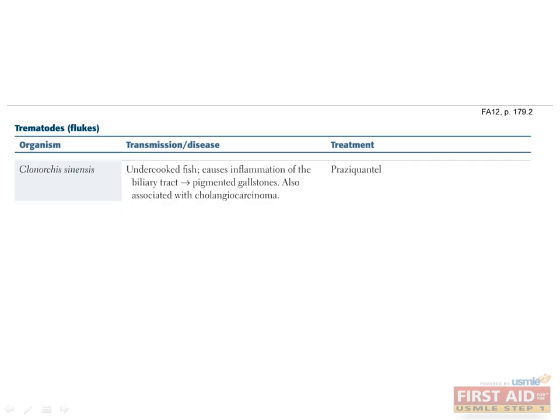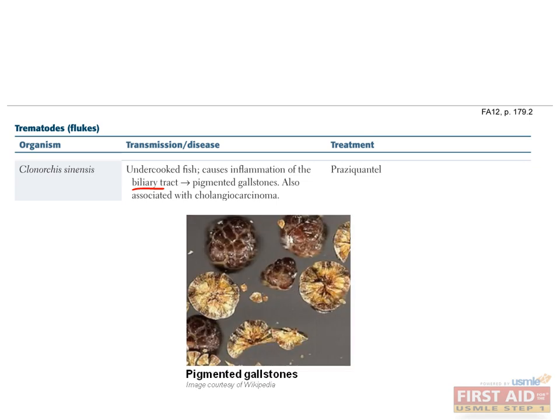Next is Clonorchis sinensis, which is endemic to Southeast Asia. Larvae are ingested in raw or undercooked freshwater fish. The larvae migrate through the GI tract and mature in the biliary tree. A mnemonic that might help you remember this is that the Clonorchis climbs the biliary tree. Inflammation of the biliary system can lead to pigmented gallstones, and there is also an association between Clonorchis and cholangiocarcinoma. Remember the buzzword associations among biliary disease, cholangiocarcinoma, and Clonorchis.